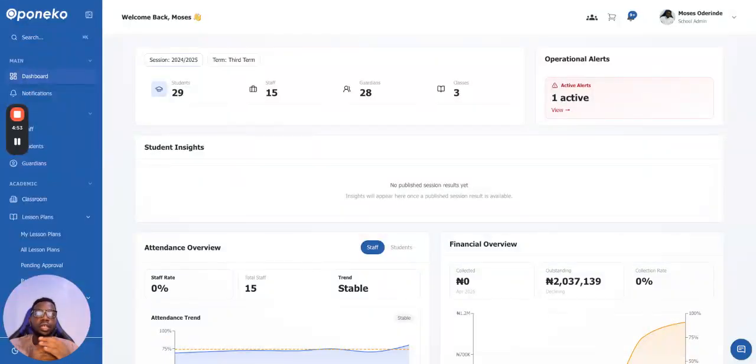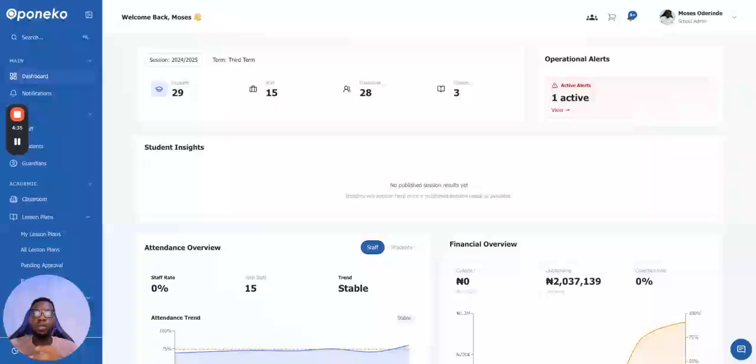Oponeko is a cloud-based school management ERP that seeks to simplify school processes and also align students towards their academic purpose. Oponeko is not just a management tool.